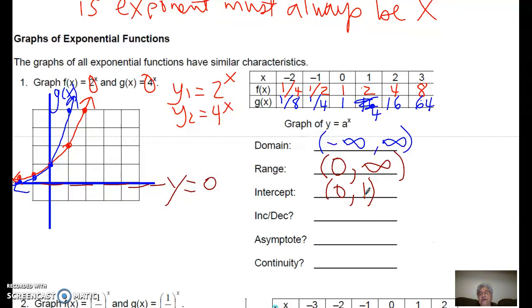As we look to see if our function is increasing or decreasing, we are looking from left to right on our graph. And we can see that we have an increasing function. Our asymptote, as we discussed, since our function will never touch or dip below the x-axis, is y equals 0. And the function is continuous. There are no breaks or holes or anything in our function. So we can say, yes, these exponential functions are continuous.